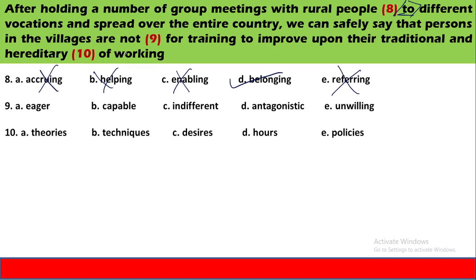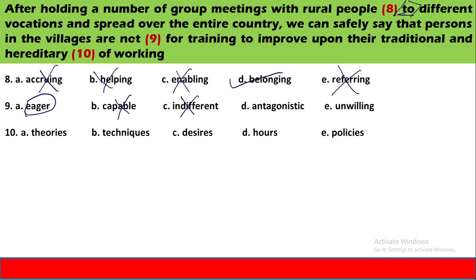Now let me relate these words that occurred to me to the options given. Persons in the village are not eager. We can go for this also. Not capable for training. No. Indifferent means someone who is not interested in anything. So if you say they are not indifferent, it means they are interested, but the fact is people are not interested. So this option will also not go there.